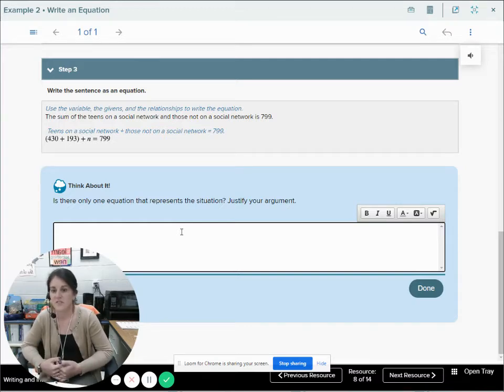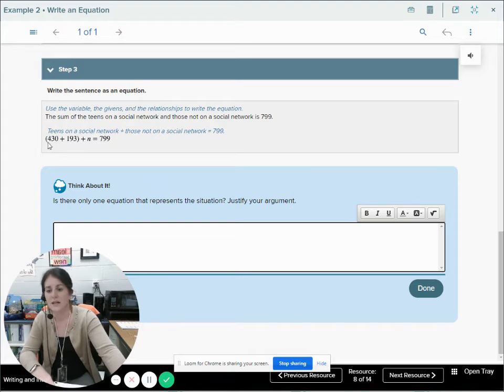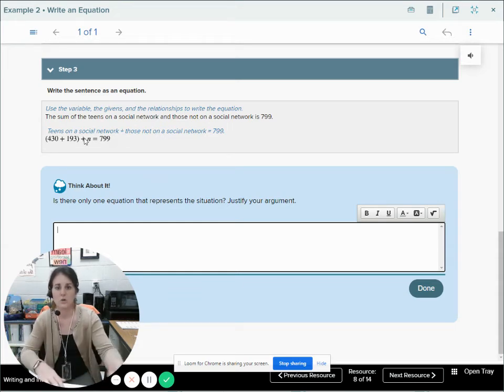We could go ahead and simplify. We could say in one step, well, 430 and 193 is a total of whatever, have that total plus n equals 799. So I could see either argument saying that there's only one equation that represents a situation, because if I simplify it, it's still this equation. It's just this equation then simplified. Or I could see you saying, well, I could write it in a different order and have a different equation. It would be a different equation, but it's still ultimately the same. We're just maybe changing the order or simplifying a little bit. So I could see both sides of that argument.